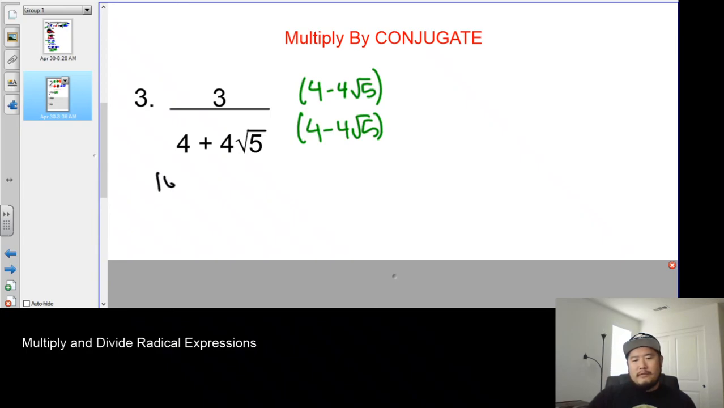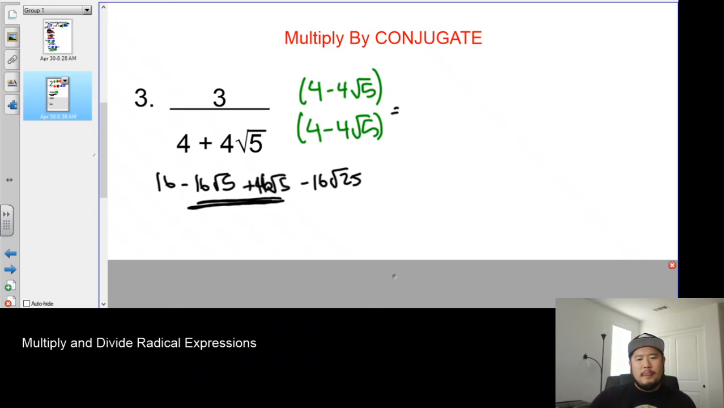If I take 4 times 4, it's 16. The outer terms is minus 16 rad 5. The inner terms, these 2 now, that becomes plus, sorry, plus 16 rad 5. And then the last term right here is going to be minus 16 rad 25. And I could simplify that later. But look what happens here. You see how, like I said, the outer and inner terms cancel.